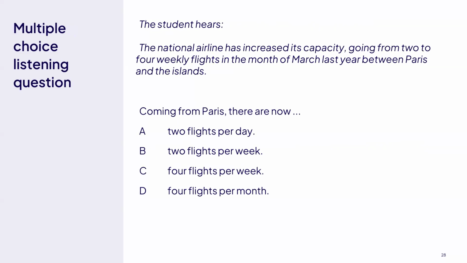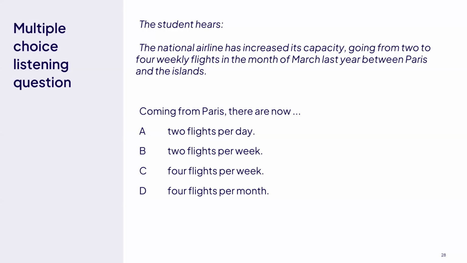Now we're going to have a look at multiple choice listening questions. Okay, so what advice can we give to students about multiple choice? So maybe the student hears the national airline has increased its capacity, going from 2 to 4 weekly flights in the month of March last year between Paris and the islands. And coming from Paris, there are now 2 flights per day, 2 flights per week, 4 flights per week, 4 flights per month. Okay, so let's look back.